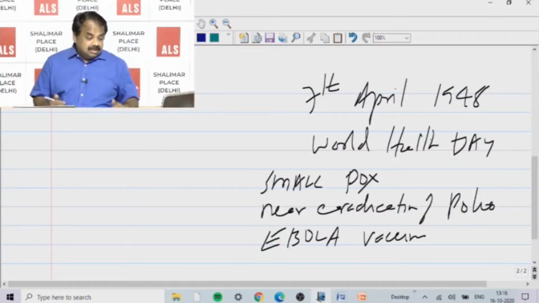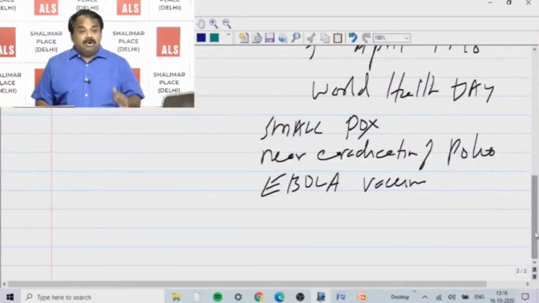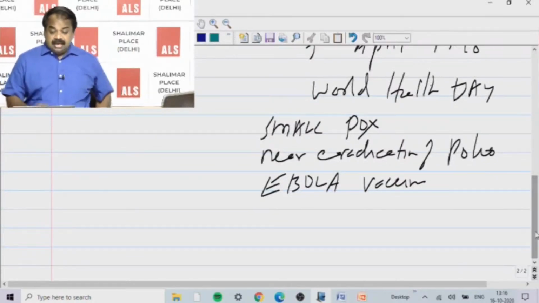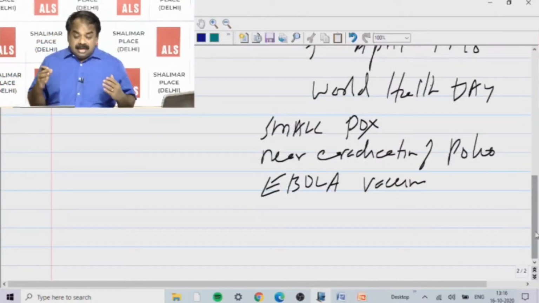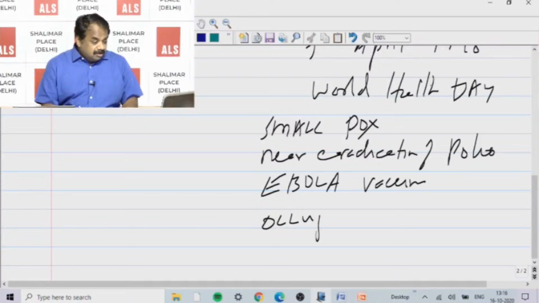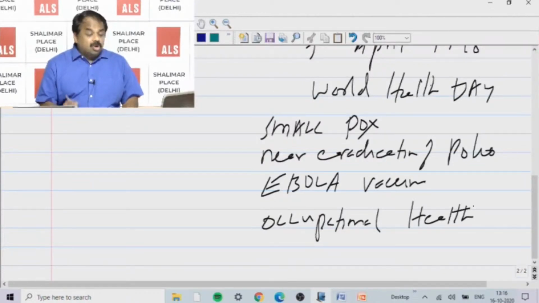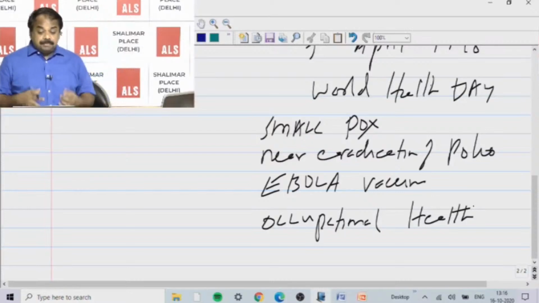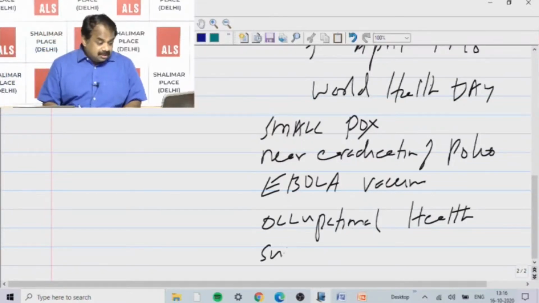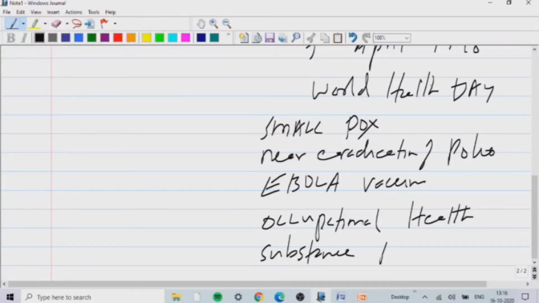I mean, it is the frontline agency for the world. Even non-communicable diseases like cancer, a healthy diet, even nutrition, a lot of work on food security, occupational health. One area of great interest to WHO is occupational health. And substance abuse, another very interesting area. WHO is also putting a lot of effort on substance abuse.